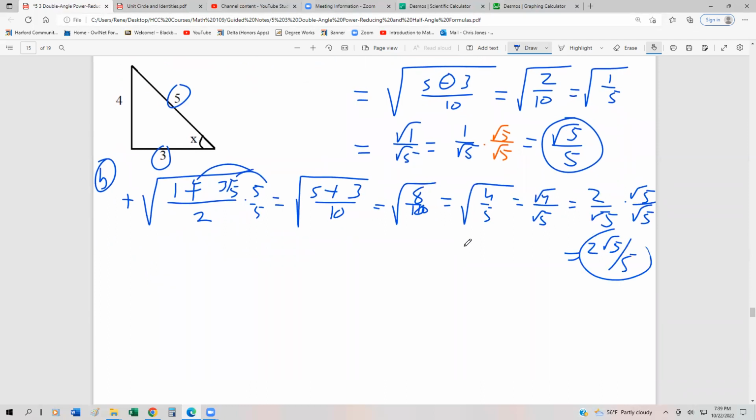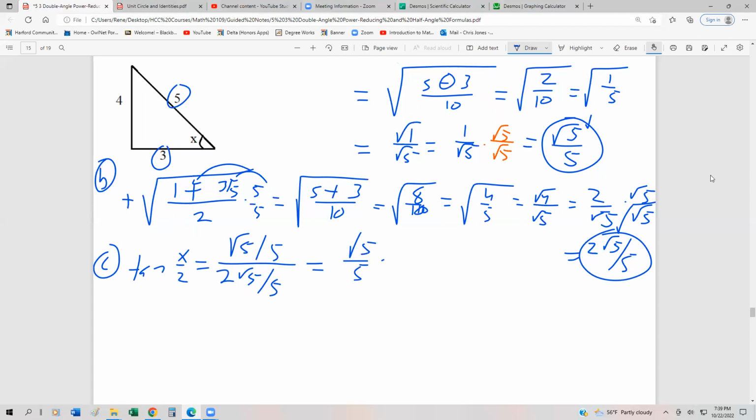All right, now, the good news is for the tangent, we could just divide the sine by the cosine, right? So for part C, the tan of x over 2, we could just take root 5 over 5 and divide that by 2 roots of 5 over 5, right? Or multiply by the reciprocal. So we would have root 5 over 5 times 5 over 2 roots of 5. And we would just be left with 1/2, right?